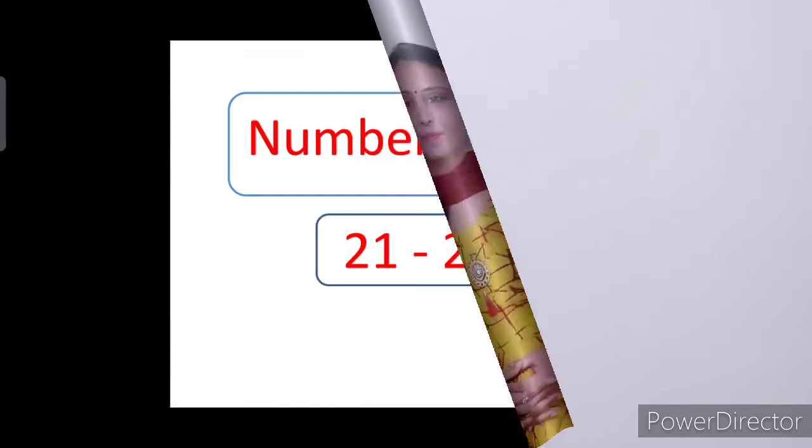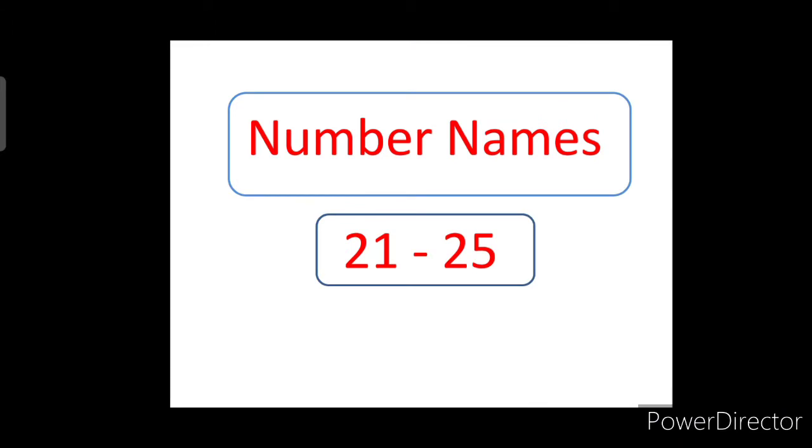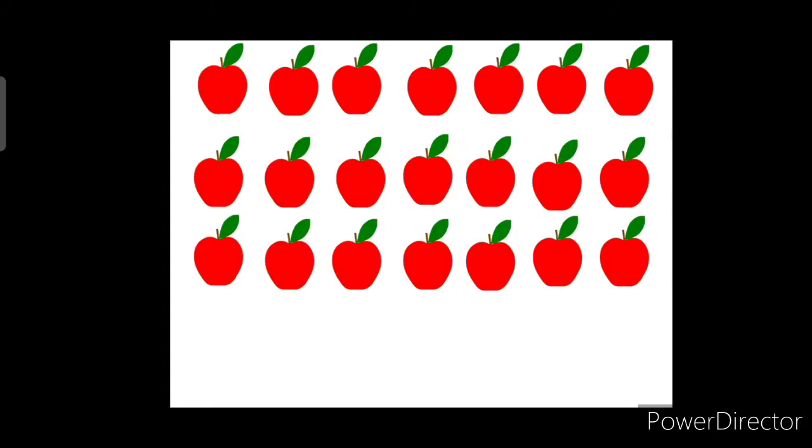Let's revise numbers and number names one more time by counting the objects. Number names from 21 to 25. Now children, first count how many apples are there.